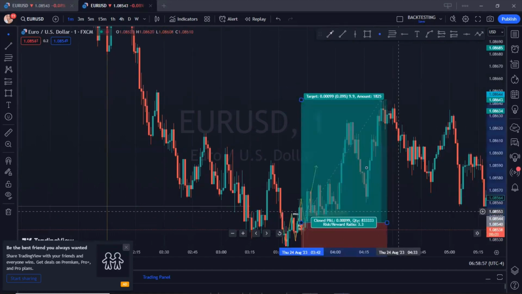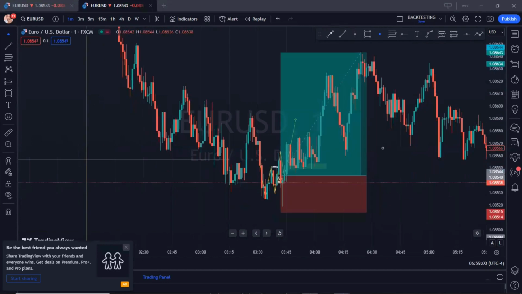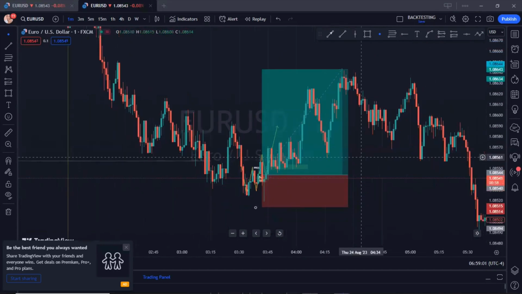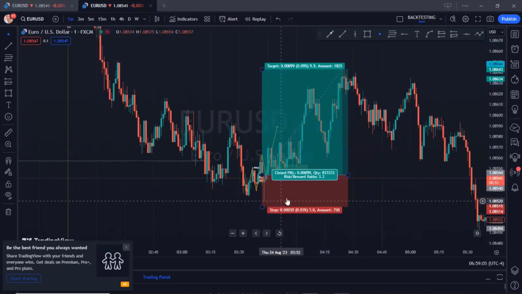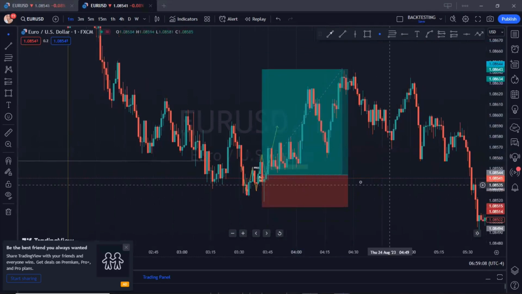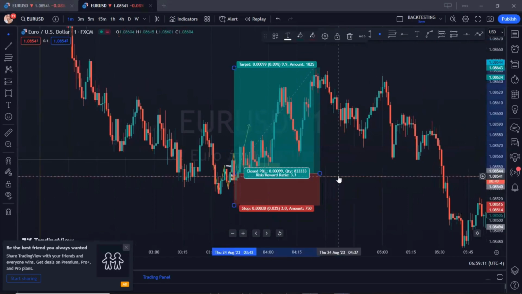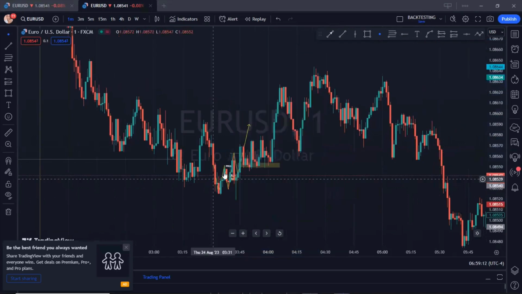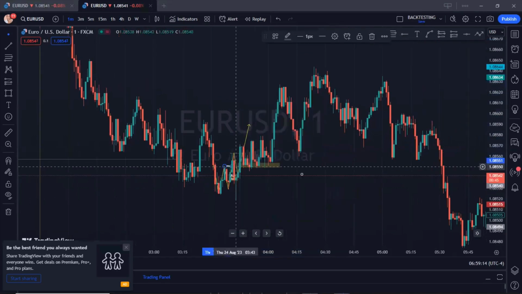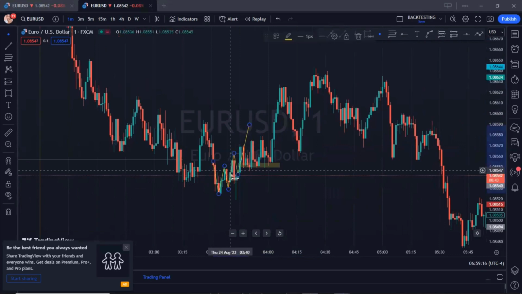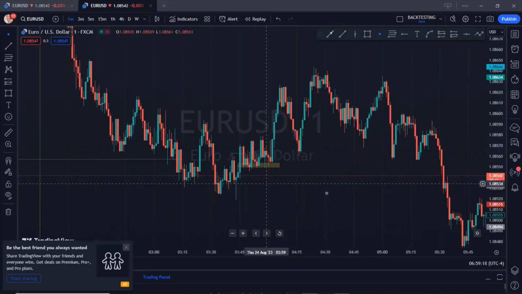Okay, so you can see it delivered beautifully well. That is 1 is to 3.3R. Then price proceeded to hit our stop loss. But why? I didn't take this first entry. That's why I couldn't catch the trade. I didn't take the first entry, guys.